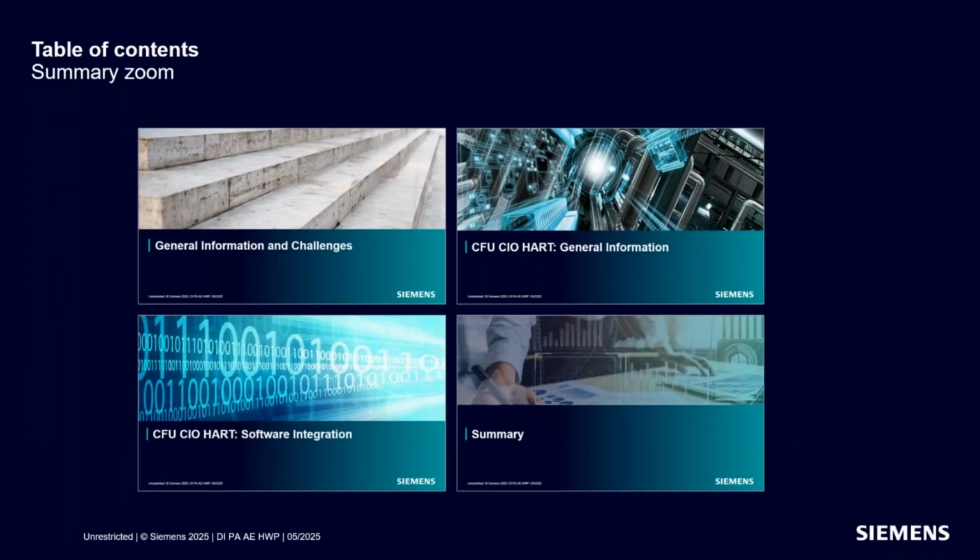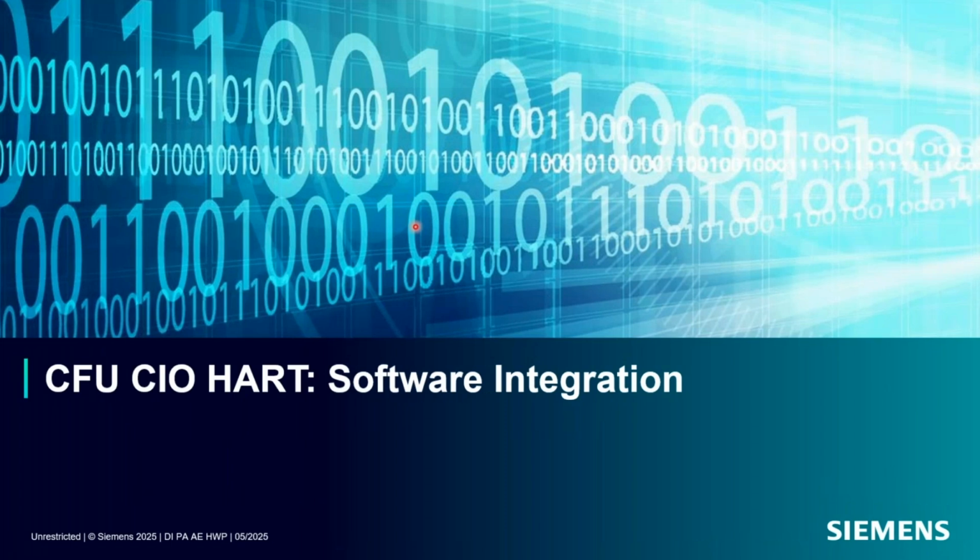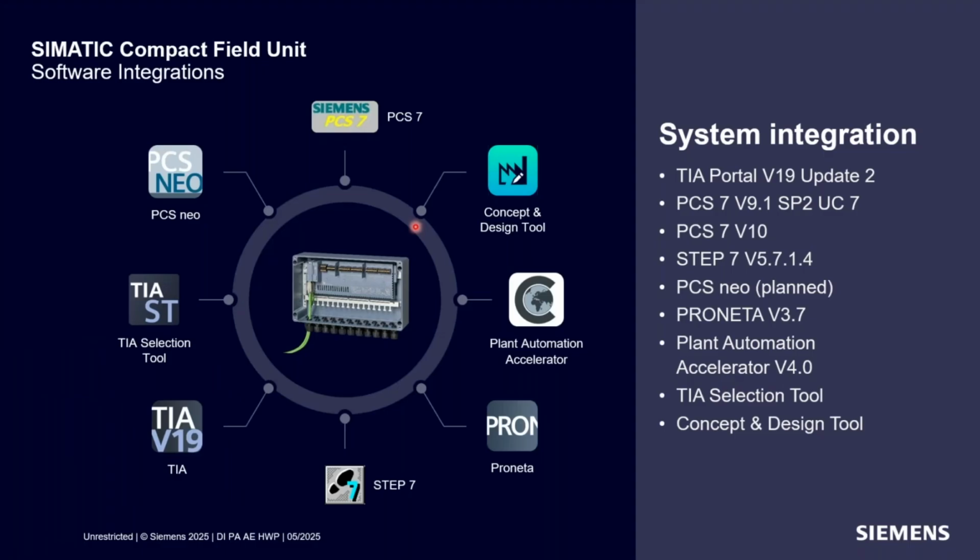With this said, I go through the software integration. Where is our CFU CIO HART integrated? Also there I have good news for you. You see here just a graphical overview. We are integrated in all usual Siemens PCS 7 and Siemens engineering systems, but also planning and design tools. So talking about Roneta, the concept and design tool, or the TIA selection tool for planning, and for engineering we are integrated in PCS 7, in TIA, and also classical STEP 7, and it is planned to be integrated in the future in our new control system PCS neo.